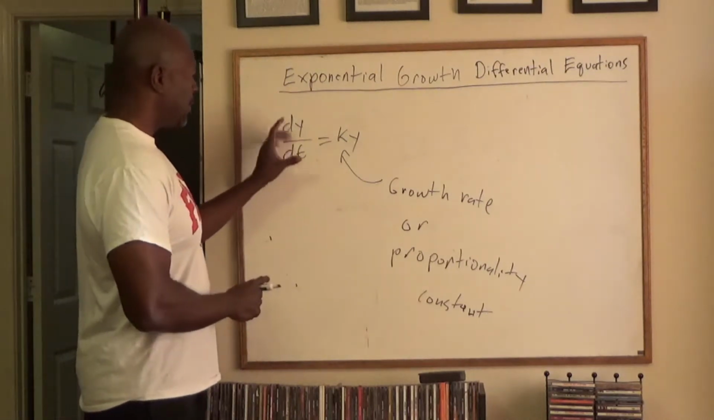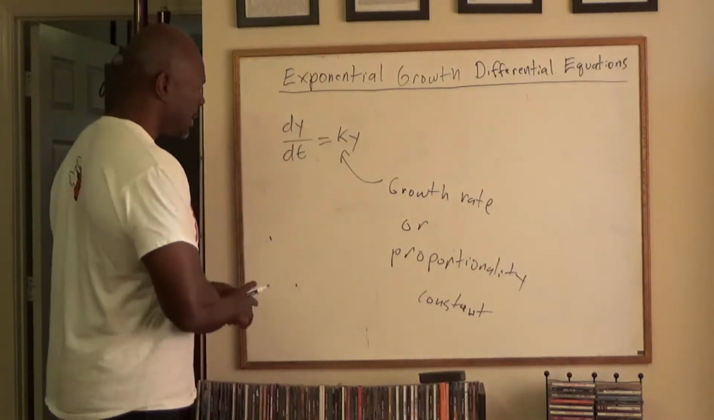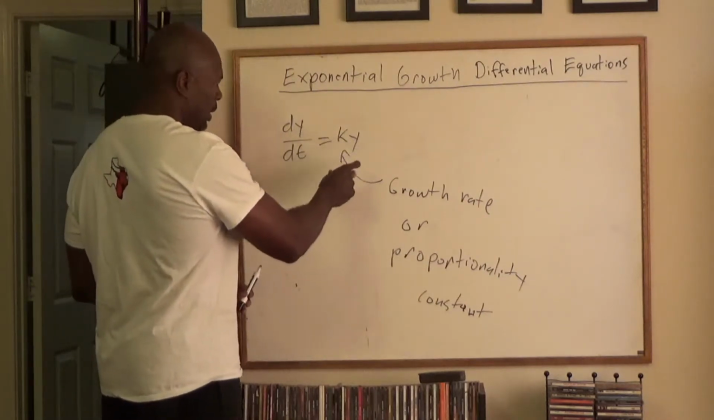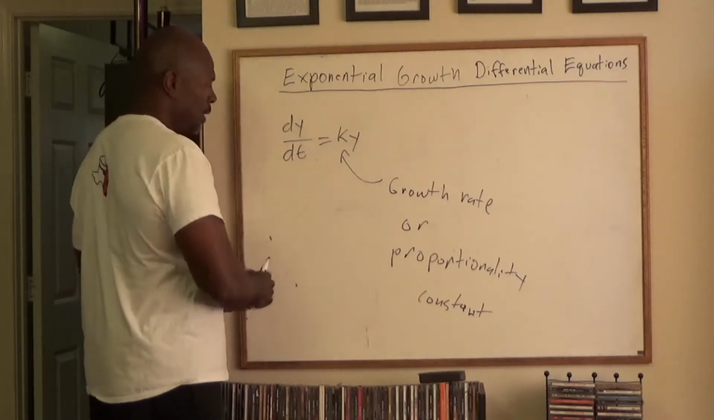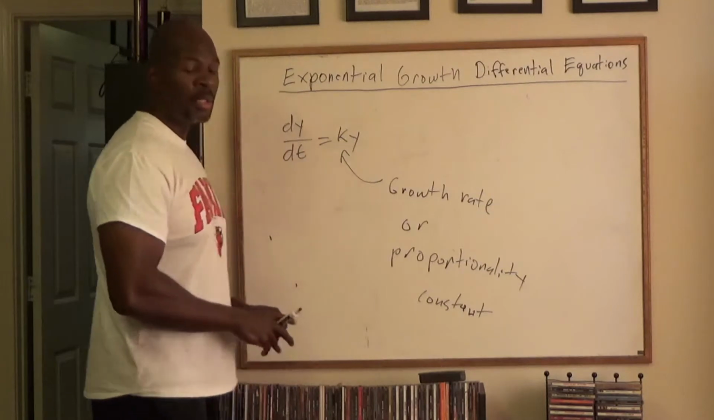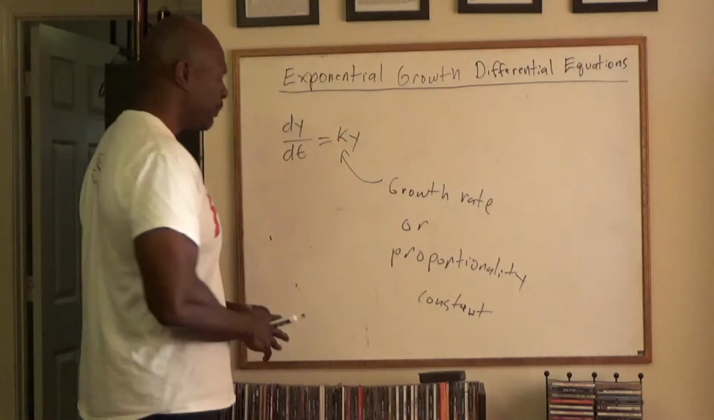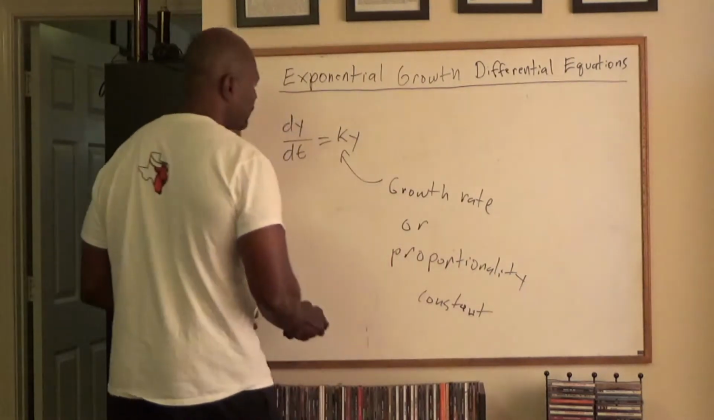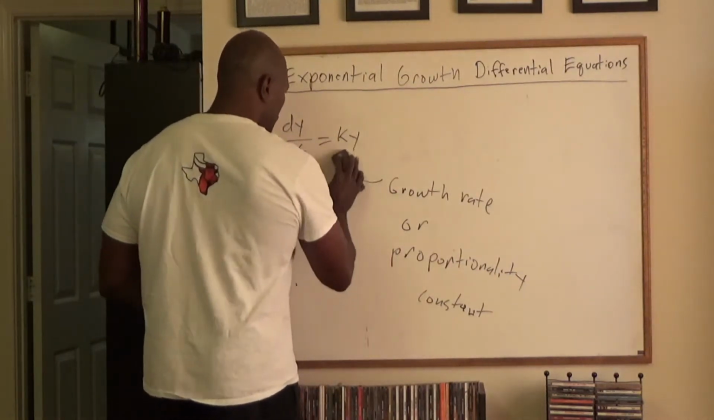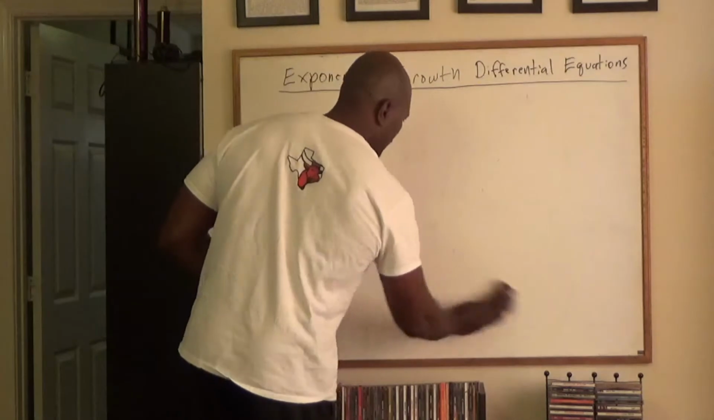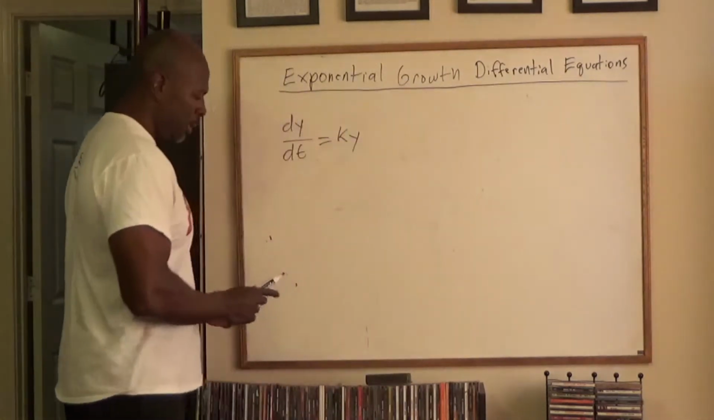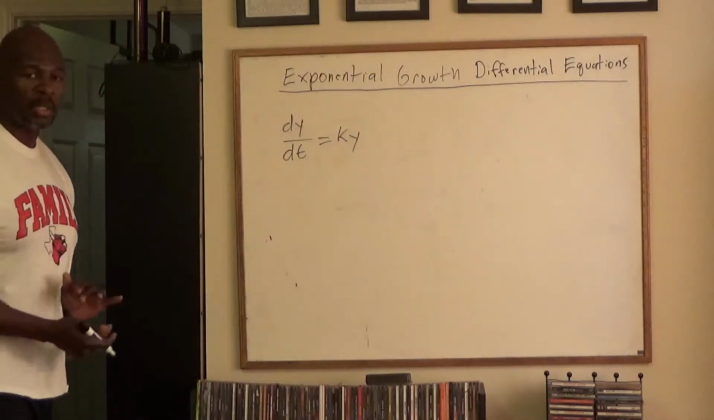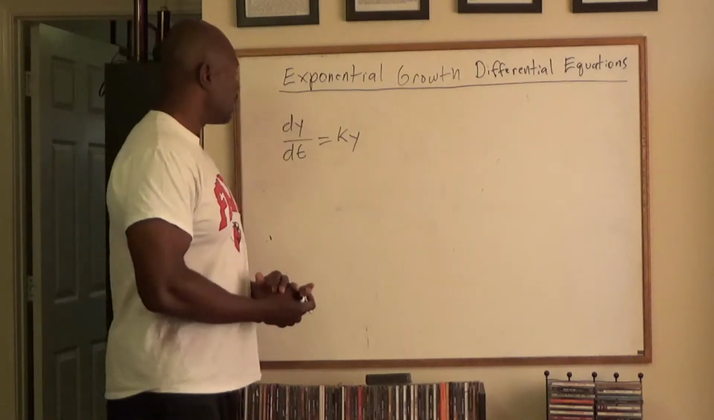And when I have this saying that it's k times y, that's telling you that whatever y represents, the rate of change of y is directly proportional to y itself. That's what makes it an exponential growth differential equation. A couple things we did last time that I like to do again a little bit quicker now is we're going to solve the differential equation.